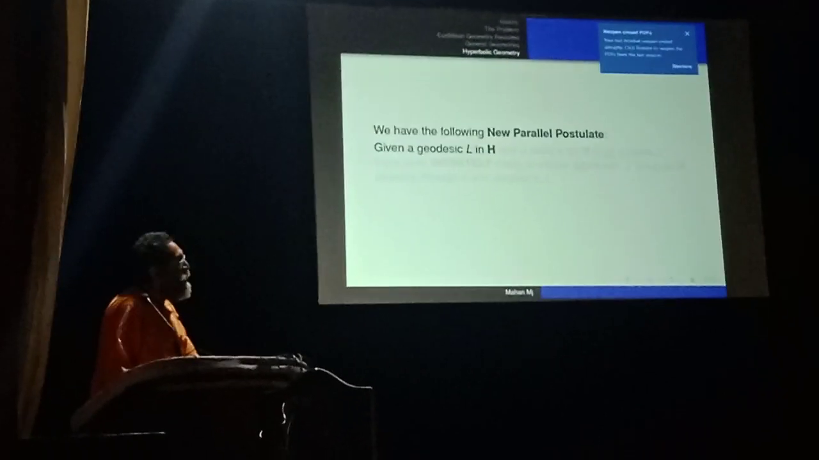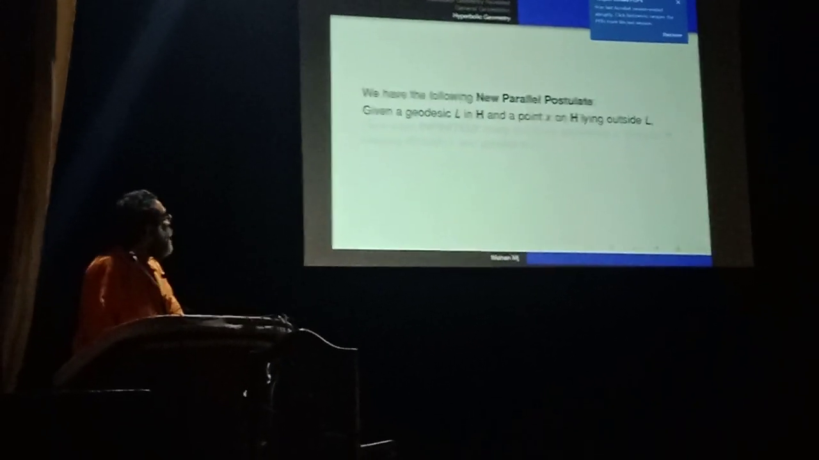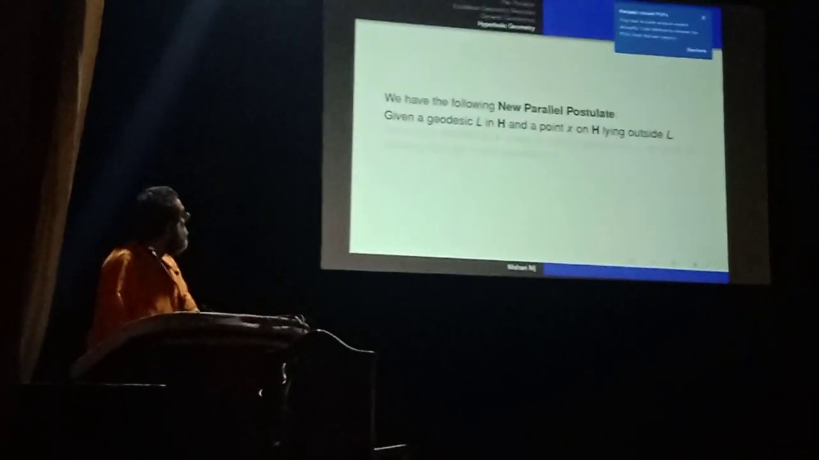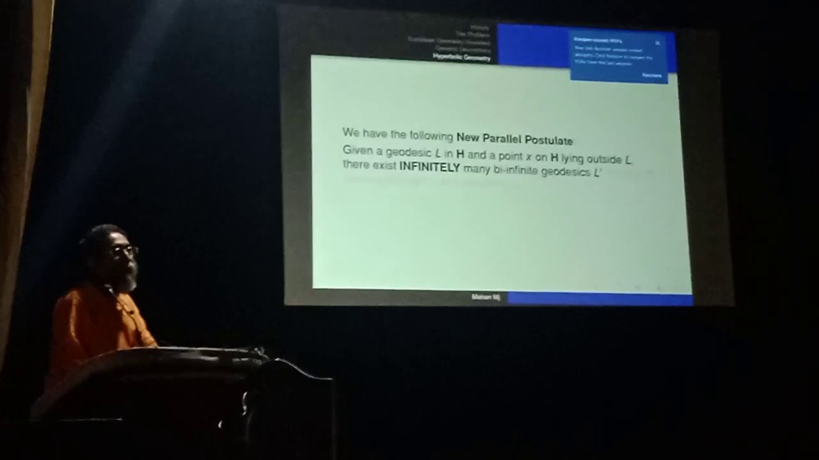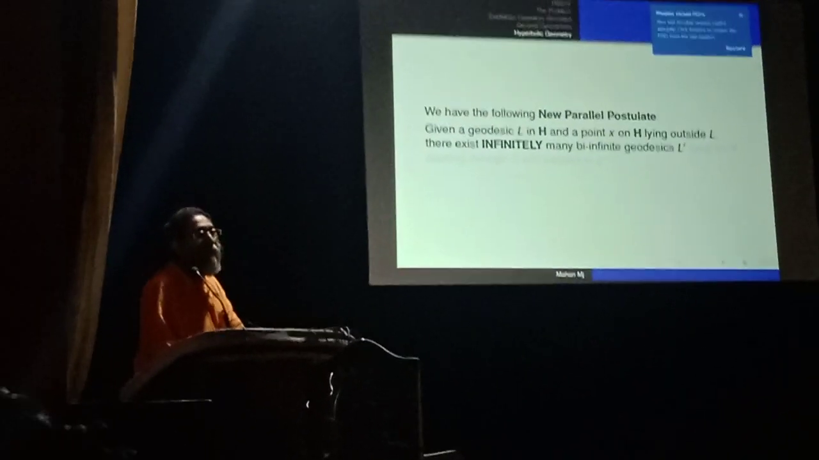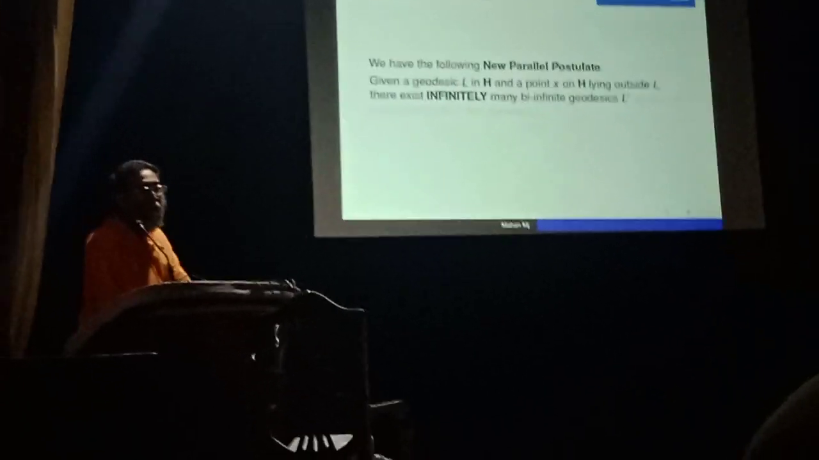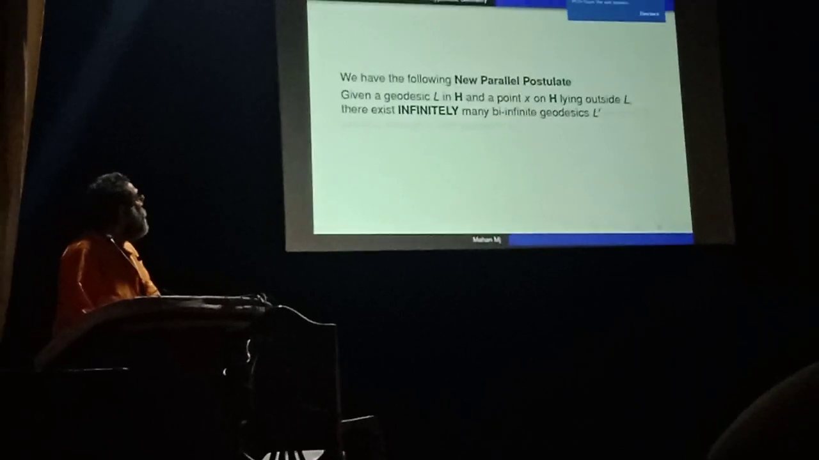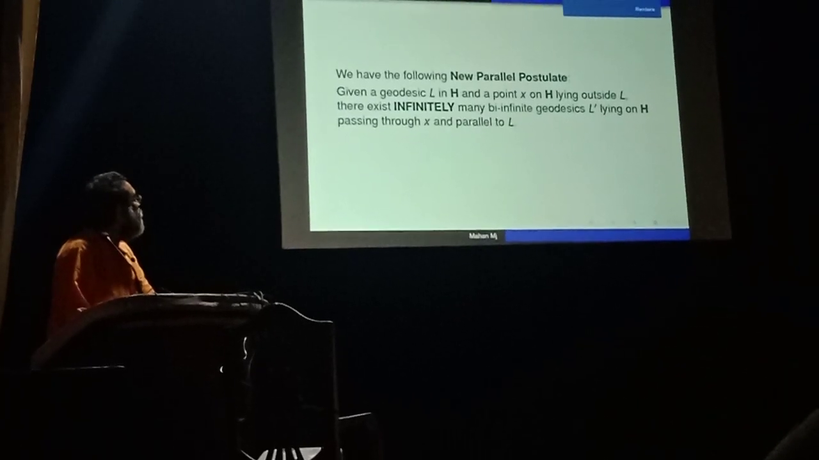Because now we have a new parallel postulate. What is it? Given a geodesic L in the hyperbolic plane, think vertical y-axis, and a point outside L, b comma c, b not equal to 0, there exist infinitely many bi-infinite geodesics L prime. What are these? These are the infinitely many semicircles centered on the x-axis passing through b comma c and x comma 0, where x is strictly greater than 0 and strictly less than b. B is assumed positive. So you have these infinitely many bi-infinite geodesics lying on the plane passing through the point and parallel to your given line.